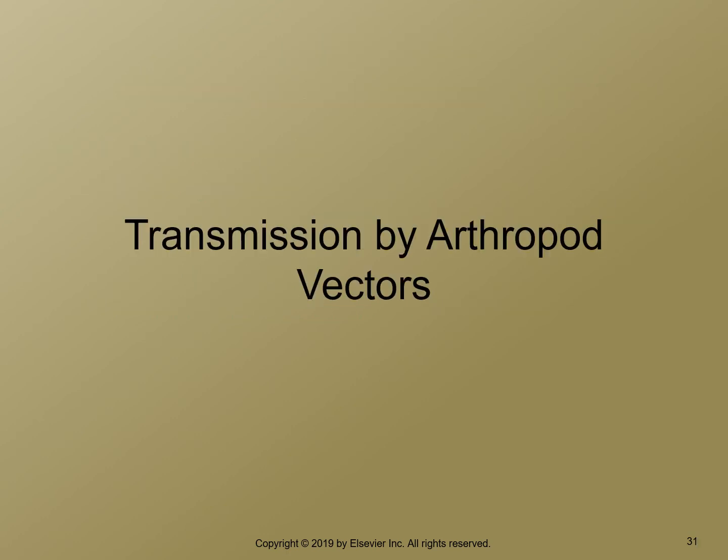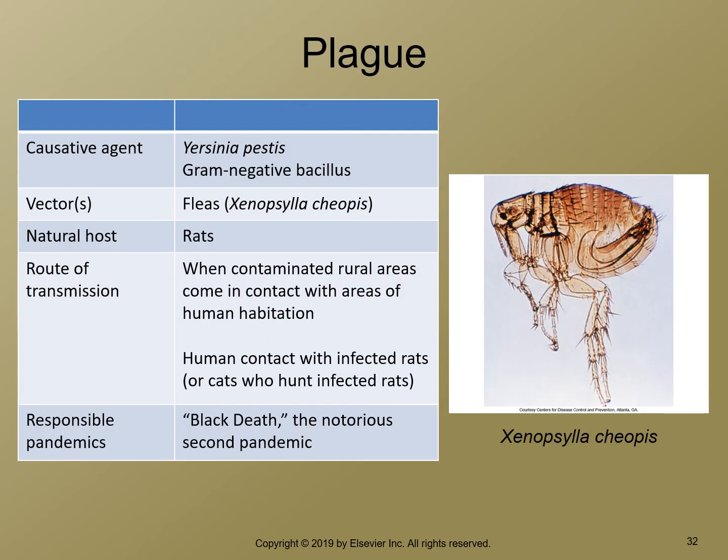So the last section we'll discuss in this zoonotic chapter is transmission of organisms by arthropod vectors. Again, we've already discussed a lot of these, but we're just going to focus on a few primary organisms. So the first arthropod transmitted disease we'll talk about is the plague. This is an organism we've discussed before, Yersinia pestis, which is the causative agent, and it's a gram-negative rod.